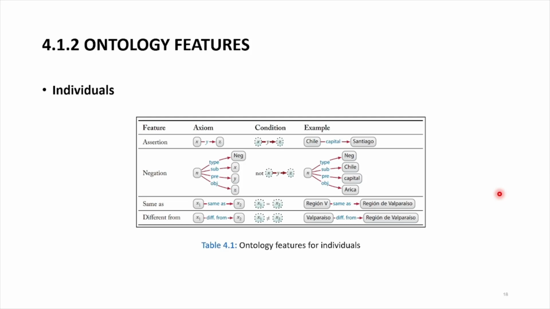The first feature is individuals. In Table 4.1, we list the main features supported by OWL for describing individuals.